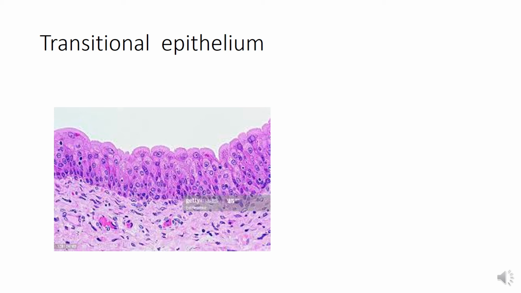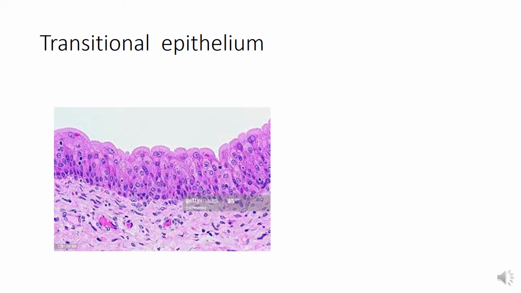Now transitional epithelium. This is the type of stratified epithelium which is present in the urinary tract. It starts from the urinary pelvis up to the upper part of the urethra. The special function of this epithelium is to change its number of layers according to the distension of the urinary bladder.